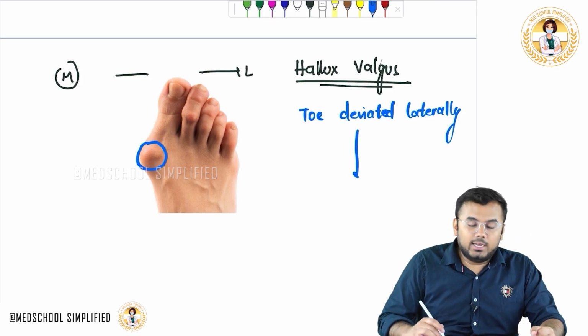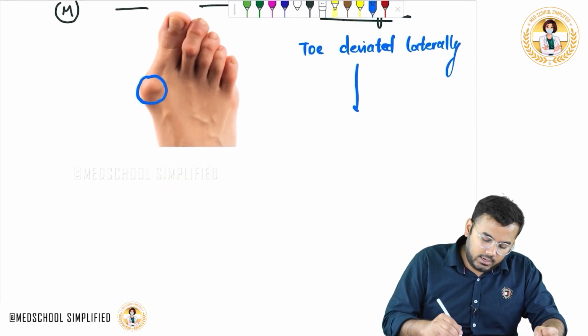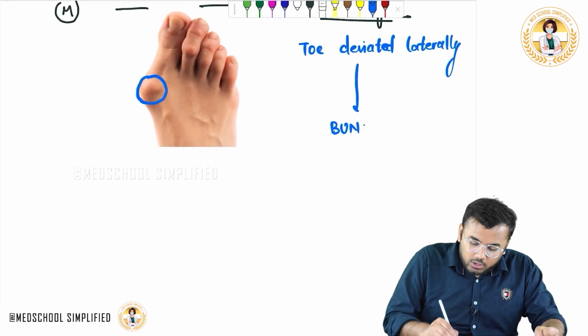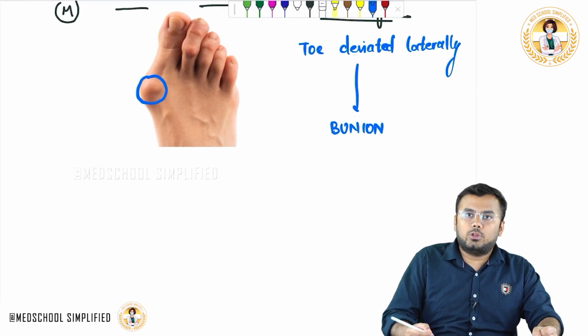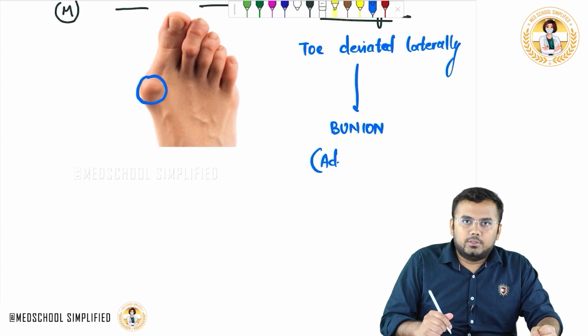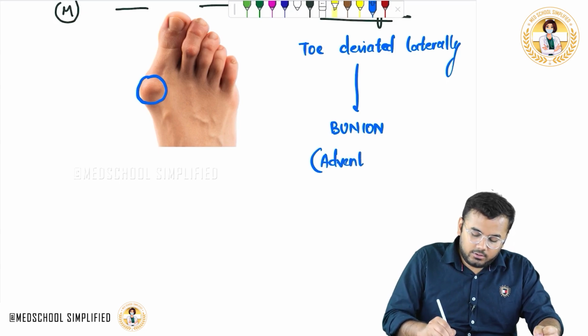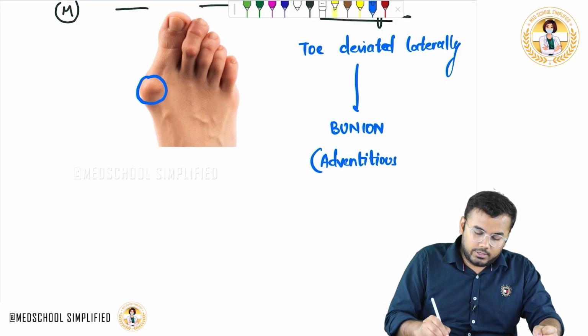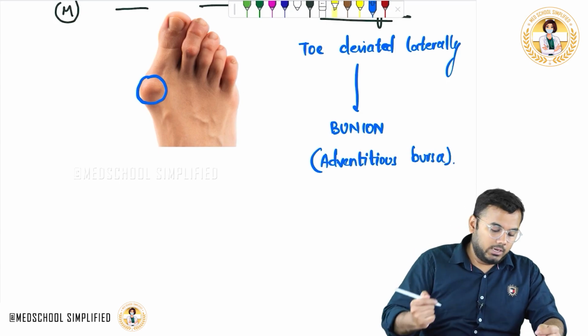As the toe is deviated laterally, that will lead to the formation of a swelling here near the joint, right? Now this swelling is called a bunion. Okay, so that would lead to bunion formation. This is nothing but your adventitious bursa. So where is this bunion formed? This bunion is formed medially.